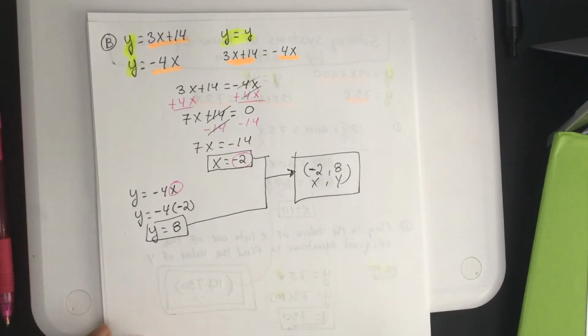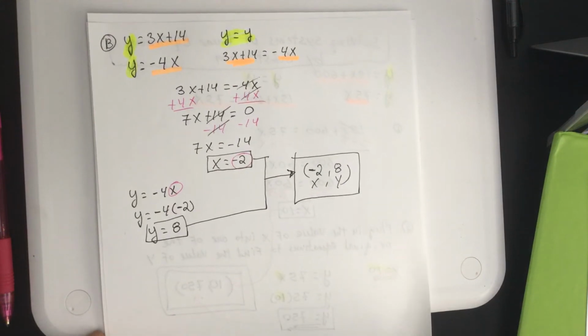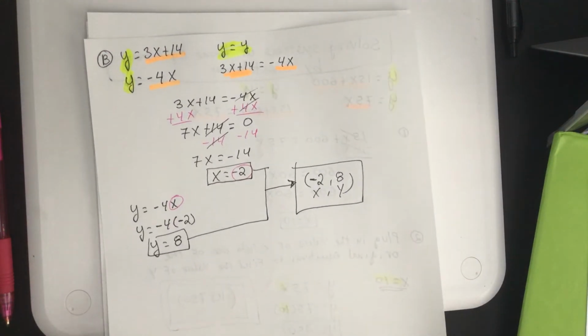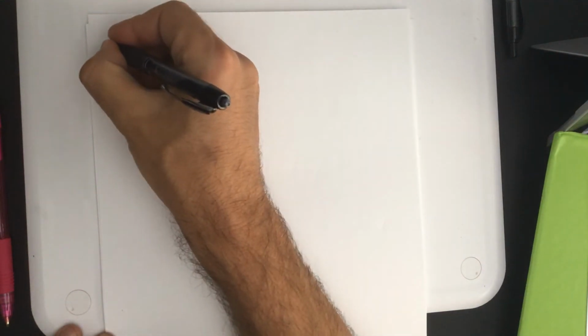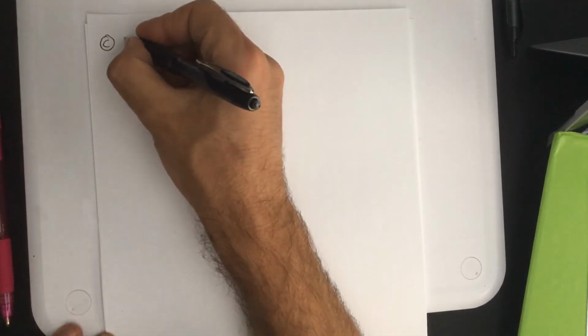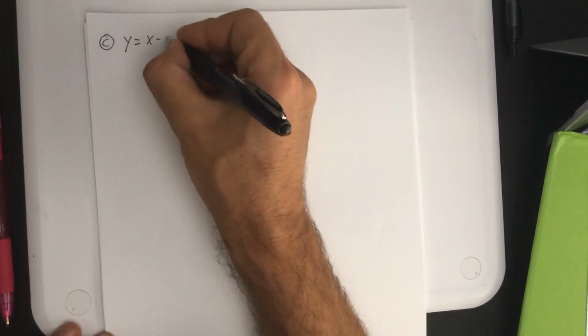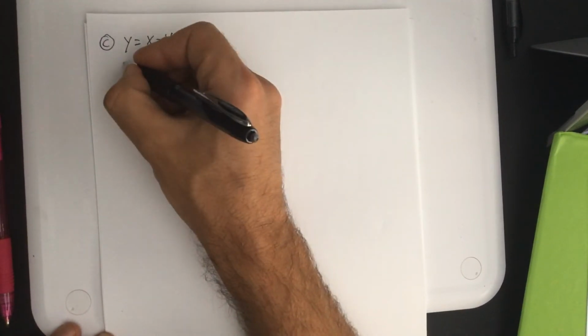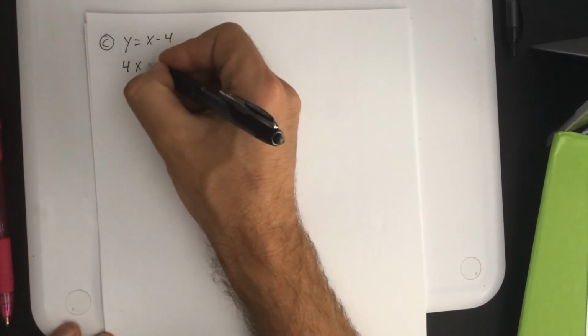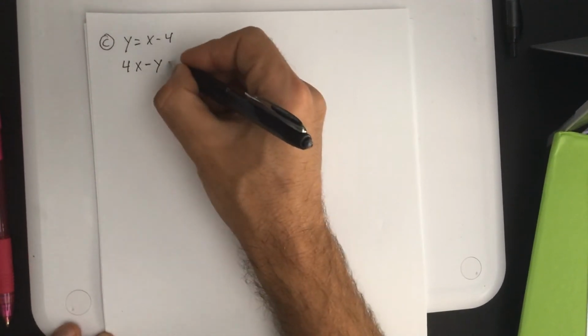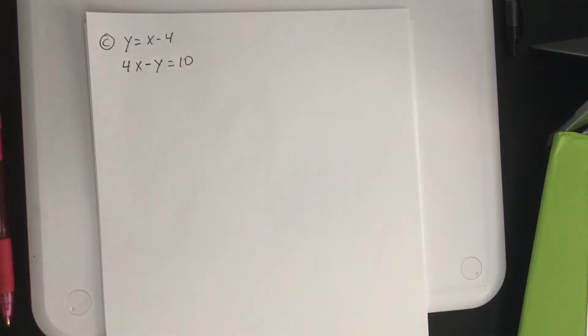I'm gonna make it a little more difficult, see if you guys can handle it. So let me move it up here, change the paper, and let's call it example C. This time I'm gonna go y equals x minus 4, and then we got 4x minus y equals 10. See if you're able to do this one. Okay, pause the video, see if you're able to do it.